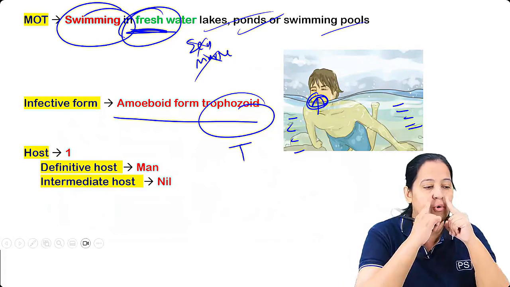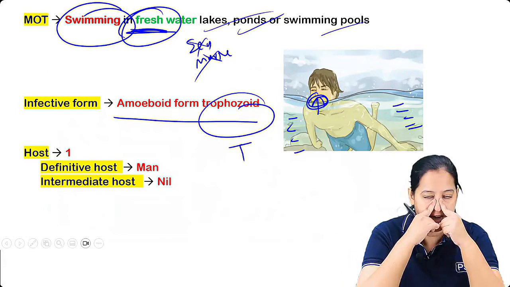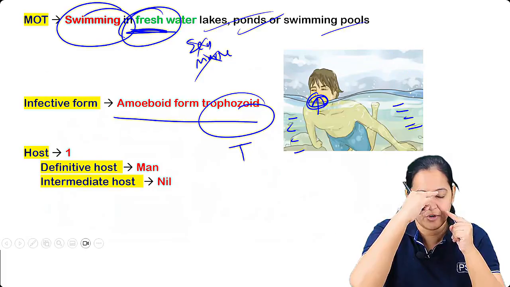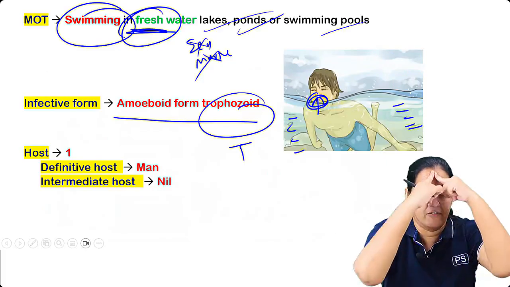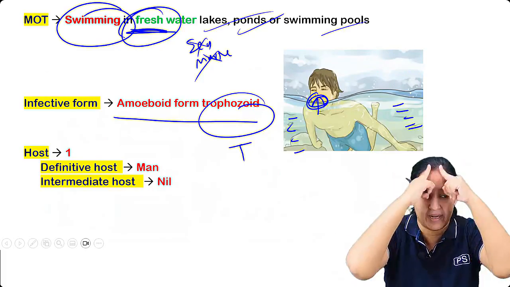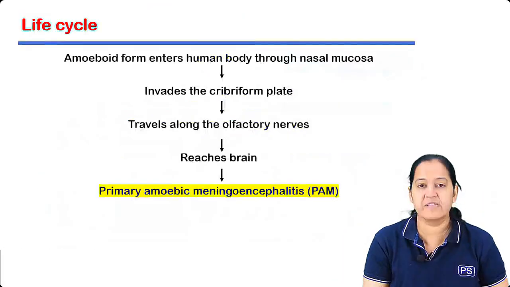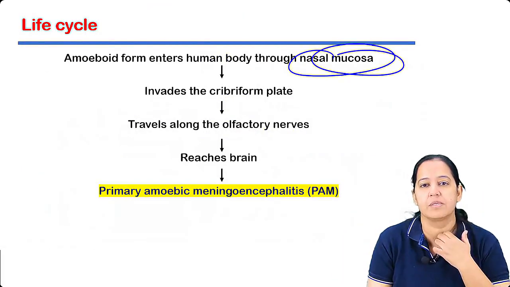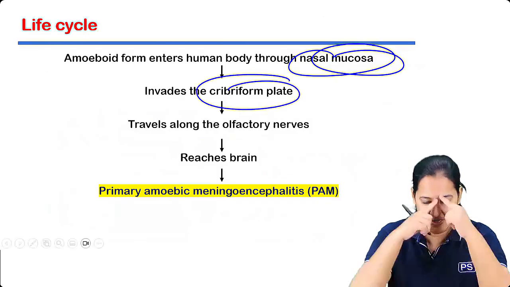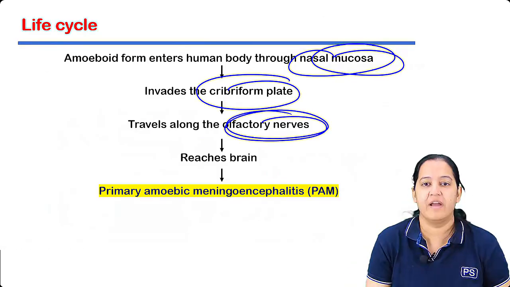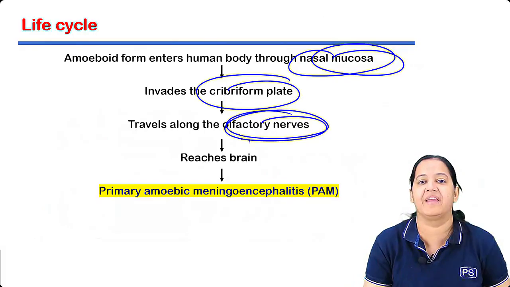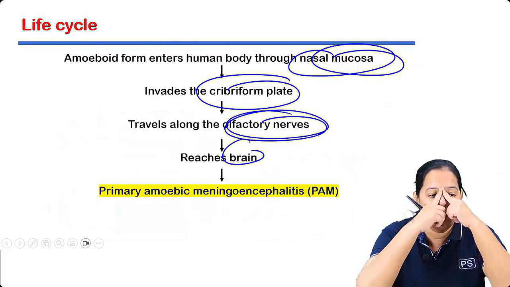From the nose, it will go to the nasal mucosa. From the nasal mucosa, it will go to the cribriform plate. From the cribriform plate, it will go to the olfactory nerve, and via the olfactory nerve, it reaches the brain. Say yes. So first nose, right? First it enters from the nose. After the nose, the cribriform plate. After the cribriform plate, the olfactory nerve, and from the olfactory nerve it will reach the brain. So this is the route from here to here.